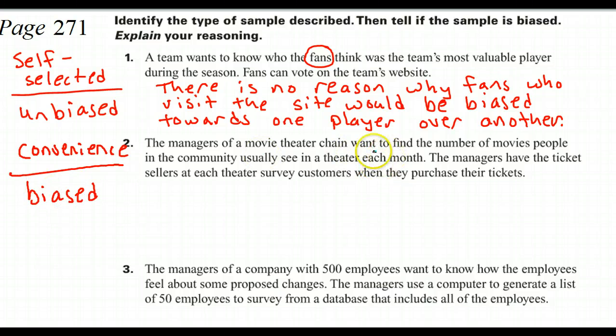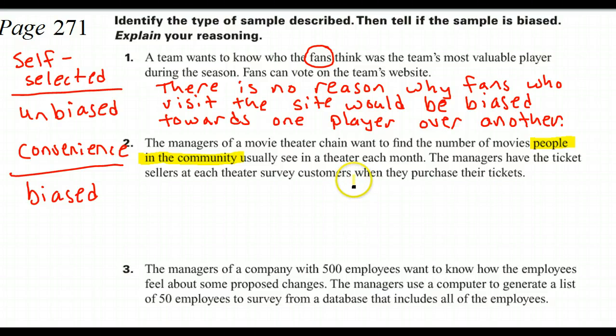Now in this case, look at what the target population is. The managers of the movie theater want to find out the number of movies people in the community usually see. But are they surveying equally from people in the community? No, they're specifically surveying people that are already at the movie theater.